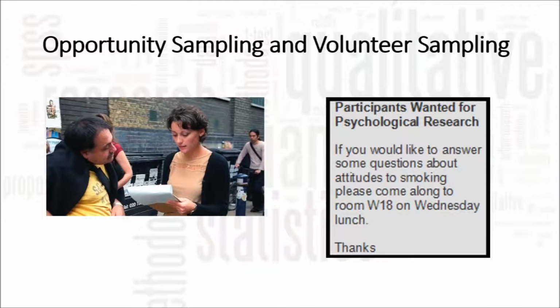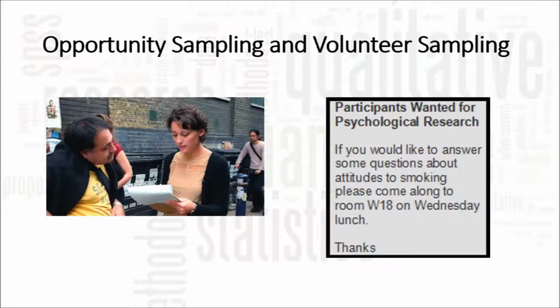Another two methods of sampling are opportunity sampling and volunteer sampling. Both of these methods are far easier to use, but the problem is they may give you samples which aren't representative of the general population. Opportunity sampling is about positioning yourself somewhere where there's going to be people, and then asking those people who first cross your path to take part in your study. So for instance we could think of perhaps a market researcher out in a town centre and asking the first people they come across to fill in the questionnaire.